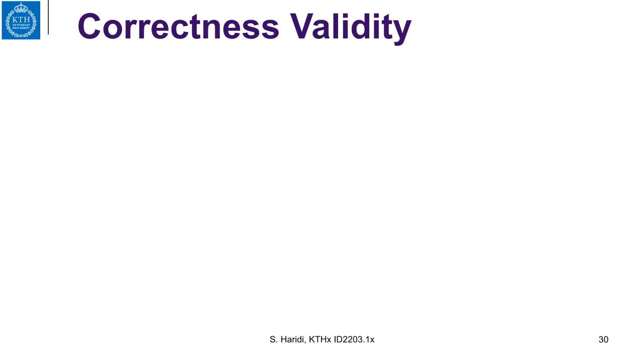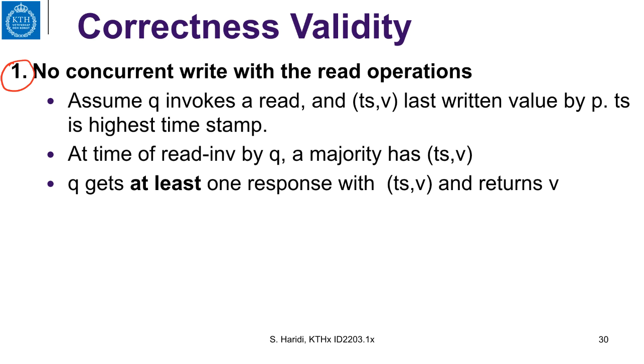Let us now look to the correctness of the algorithm, and we focus on the validity condition, which says that a reader has to read the last value written or the overlapping write. So we have two cases, and we take the first case where we have no concurrent write with the current read operation. So assume Q invokes a read operation, and this value pair TS and V was the last written value by P, the writer.